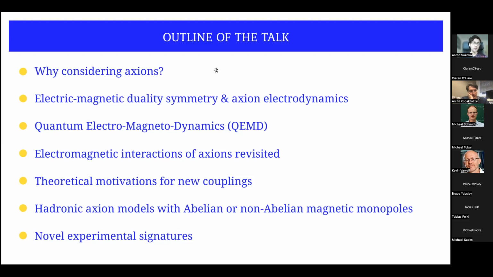Then we will discuss electromagnetic interactions of axions finally, and we will see that there can be some new couplings for axions interacting with photons, and I will give then the theoretical motivations for these new couplings and discuss some explicit UV-complete models where these couplings can arise. We will see that these couplings arise in models with heavy magnetic monopoles. And then I will discuss also phenomenology.